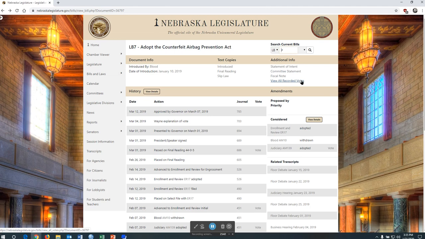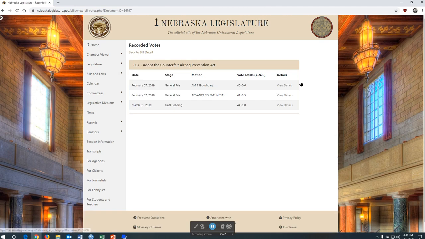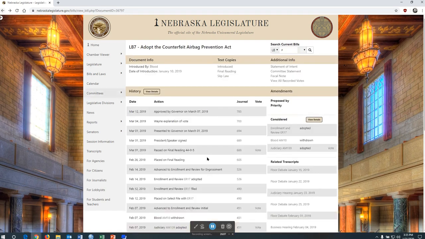You might be interested in this depending on the circumstance. A view of all recorded votes, so you can actually see how popular this bill was. This bill passed pretty handily. You can see the final reading was a 44-0-0 vote. There were five senators who didn't vote on it, but that may or may not be important to you. You also see things like the statement of intent, the committee statement, and the fiscal note, if applicable. So let's click on statement of intent and see if we have one.